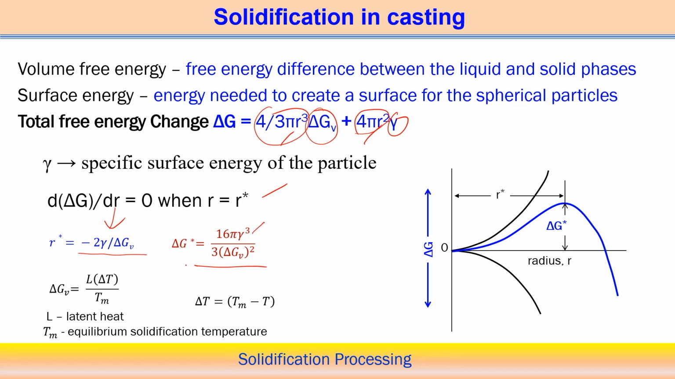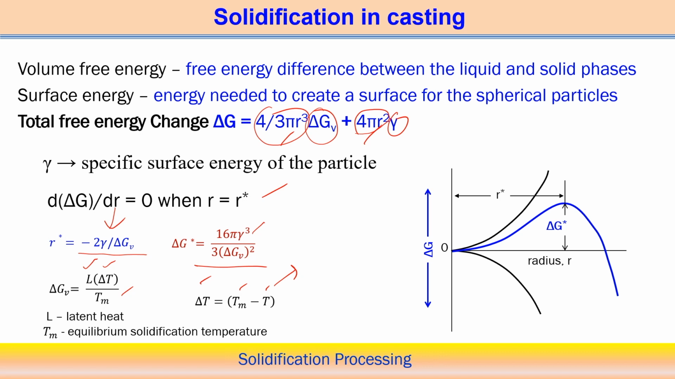Further, we can calculate the volume free energy delta GV in terms of the latent heat of this particular material, the degree of undercooling, and the melting point temperature. In this case, we are assuming the degree of undercooling is very close to 0, that means the actual temperature is near the melting point temperature, because here delta T equals Tm minus T, but T is very close to the melting point temperature.